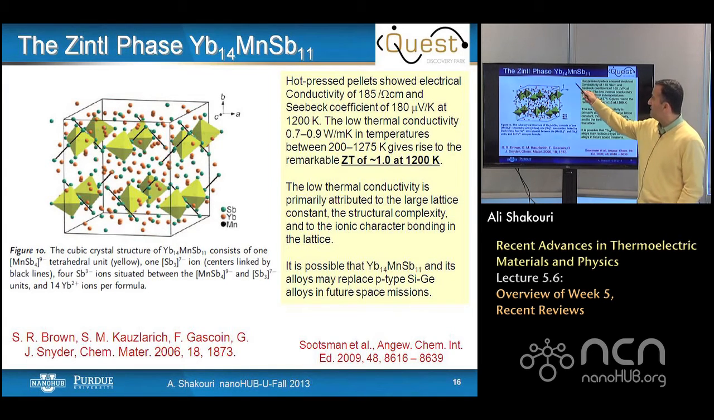The Zintl phase material, ytterbium manganese antimonide, has a very low thermal conductivity because of a large lattice constant, structural complexity, and ionic character of bonding. This is different from a lot of the existing thermoelectrics, but the ZT of 1 at 1200 is quite high, and it's possible that it could replace p-type silicon germanium for space applications.